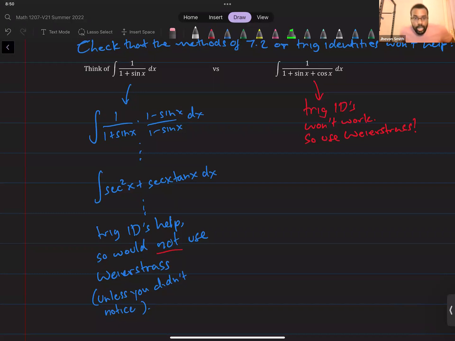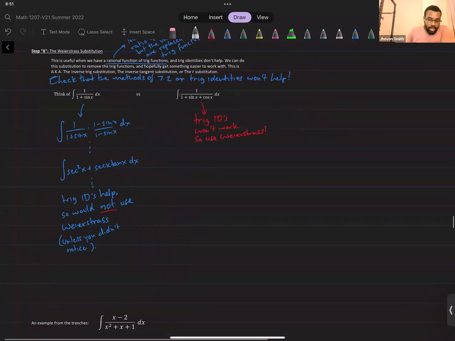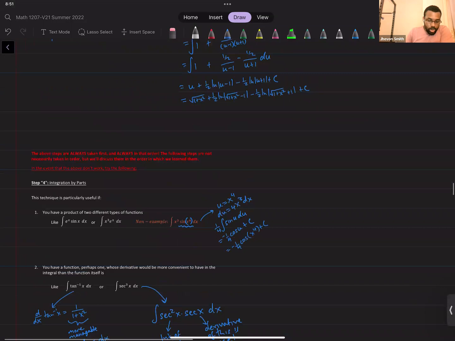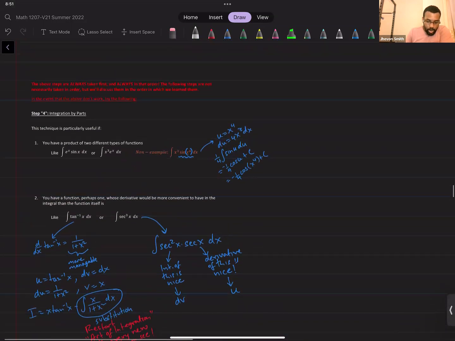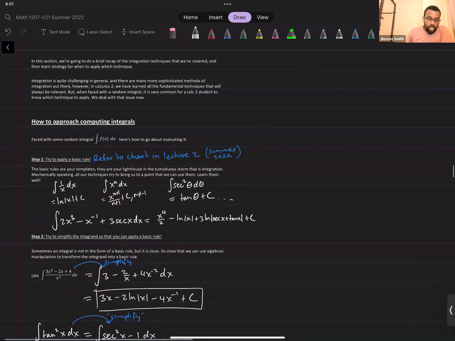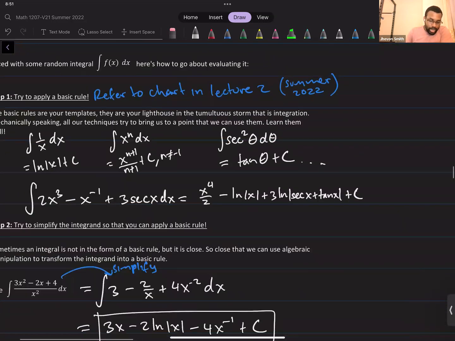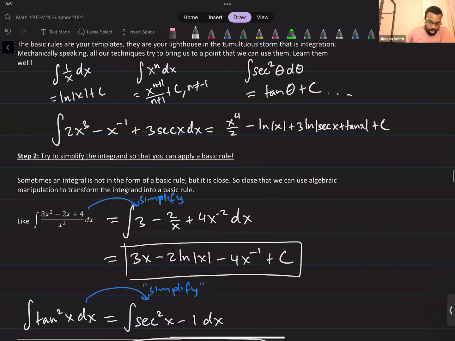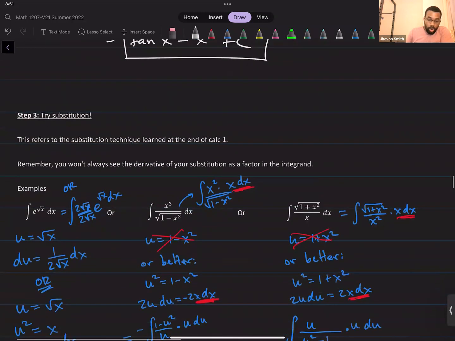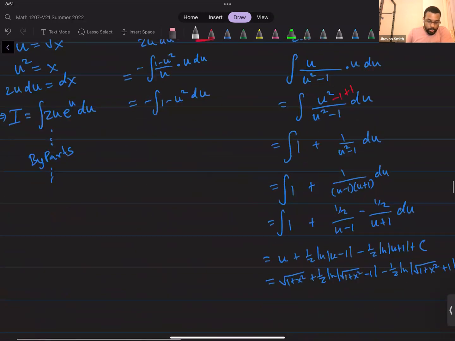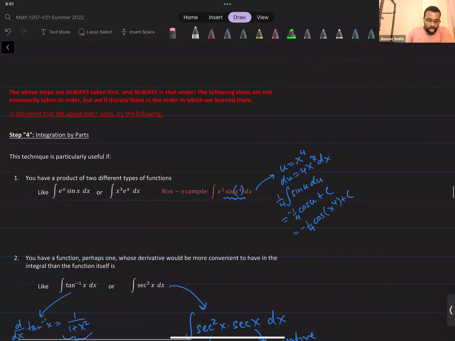And that was all the techniques. So again, there is no specific order to go through with them, but you always try these three things first in this order. Is it a basic rule? Can I simplify it to look like a basic rule? Can a substitution work? You always try these things first. Now, you might be in a situation where they don't work.